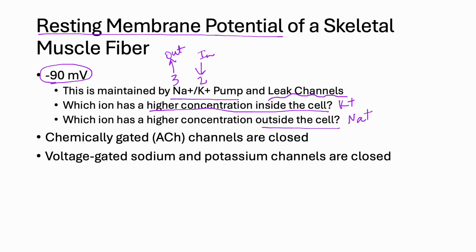At resting membrane potential, the chemically gated acetylcholine ion channels are closed. That means before any acetylcholine binds to those, the default is closed. Any voltage-gated sodium and potassium channels are also closed. That's the default. At resting membrane potential, they're closed.